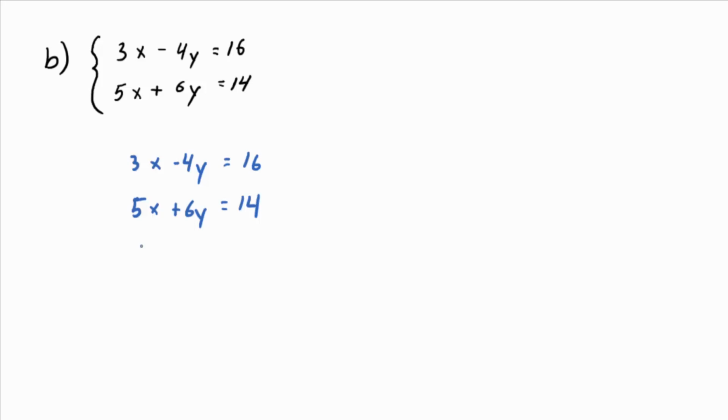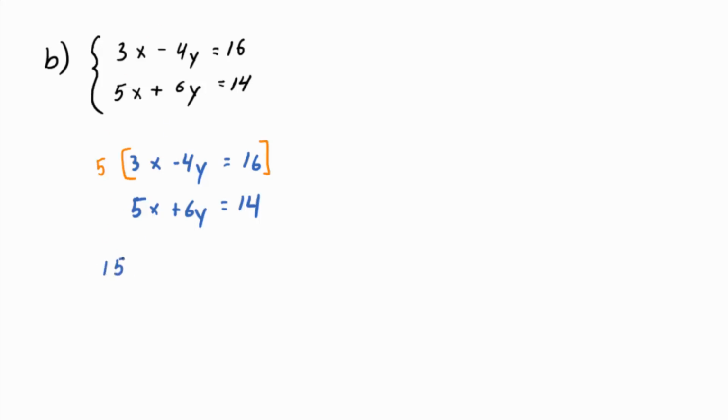So think to yourself, what's the smallest value that both 3, the coefficient of x in the first equation, and 5, the coefficient of x in the second equation, what's the smallest value that they both go into evenly? 15. Okay. So what could I multiply the top equation by to say get positive 15? Positive 5. Now you have to multiply everything in the top equation, including on the right-hand side, that's 16 by 5.